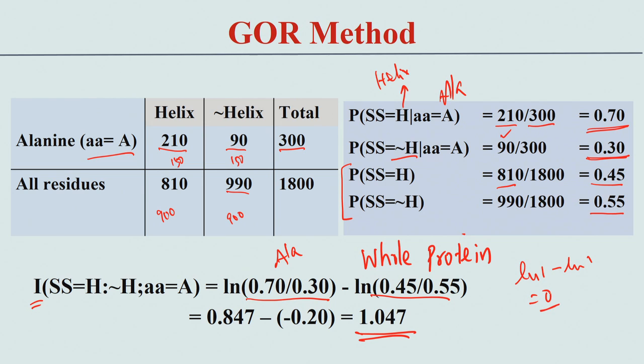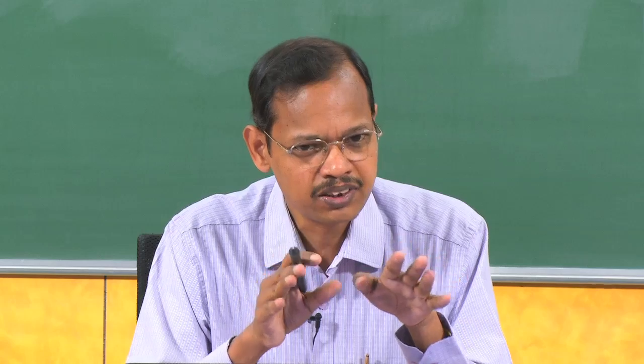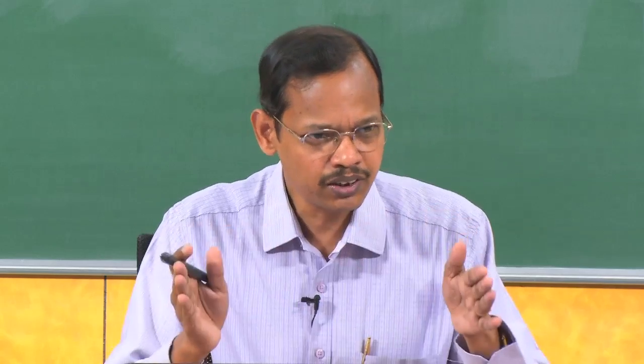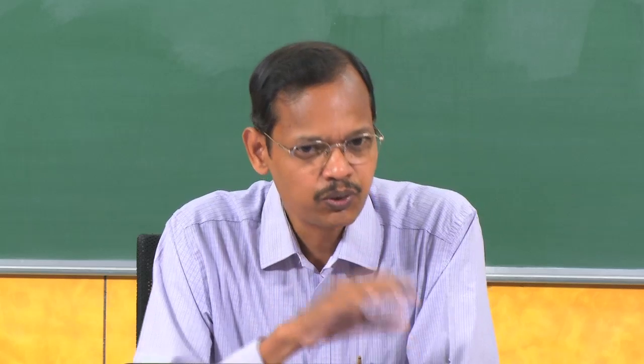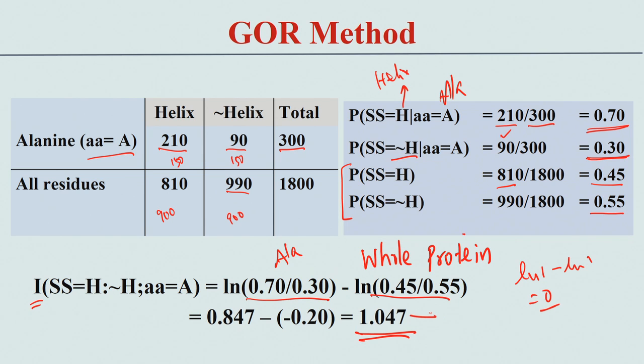This will tell you that if it is randomly distributed, that means the distribution is the same at the full protein level as well as at any residue level, then we will get a value of 0. If it is more than 0, then this is the preferred one. If it is less than 0, you can see it is not preferred in any particular secondary structure.